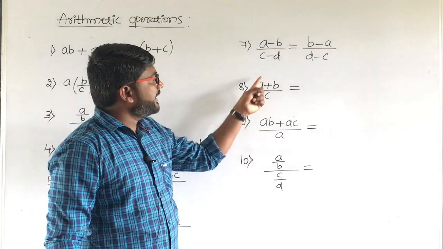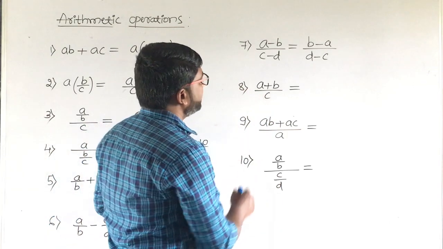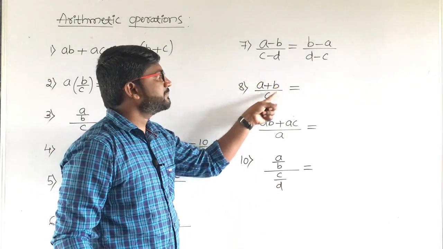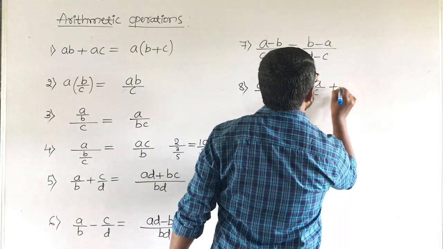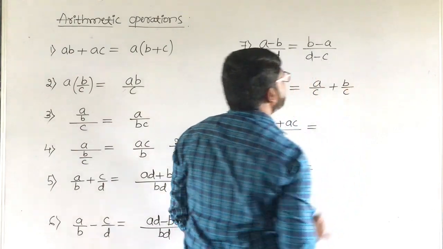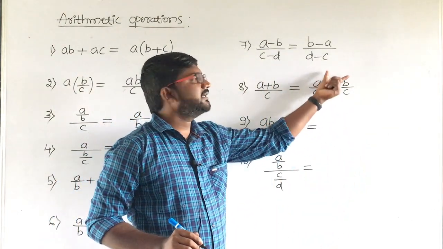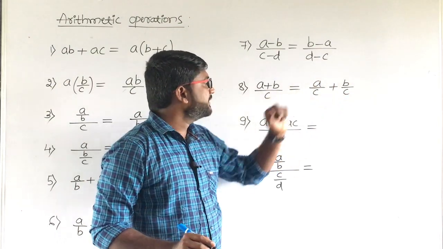So now A plus B divided by C. This can be written as, so here split this into two terms. We get A by C plus B by C. See here, whenever you have the same denominator, we can add up the numerator if there is plus sign, and subtract if there is minus sign.